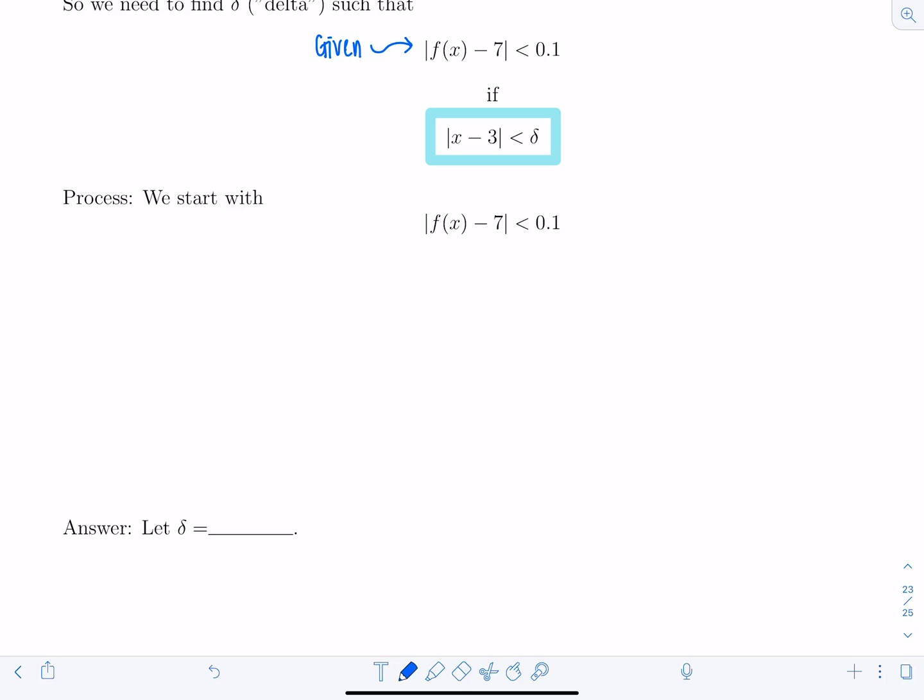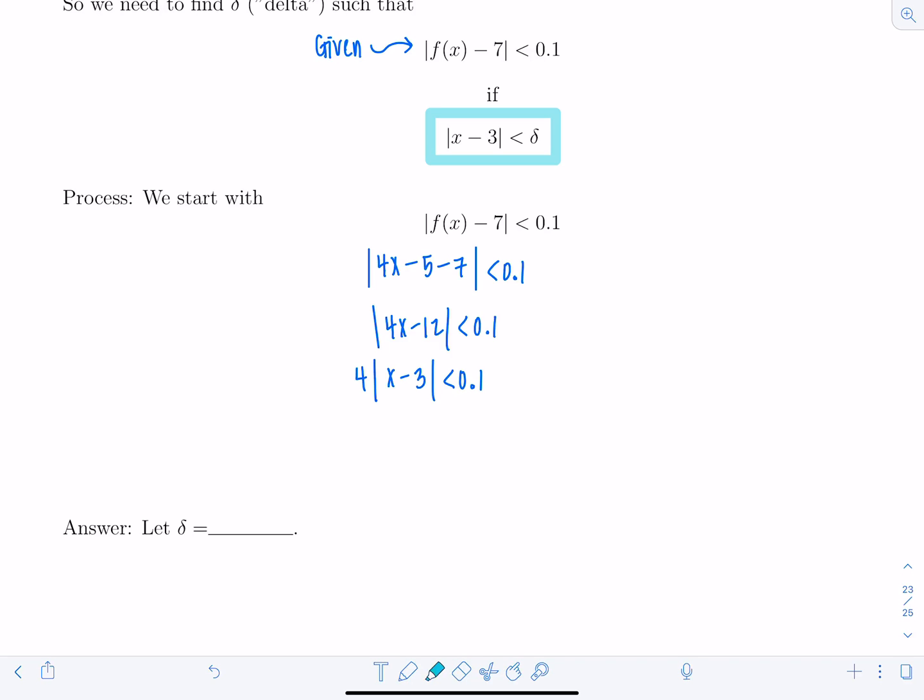In this particular case, f of x is equal to 4x minus 5, so I'm going to substitute that in for f of x. So I have the absolute value of 4x minus 5 minus 7 is going to be less than 0.1, right? I want that distance, that difference, to be less than 0.1. Okay, I can clean up a little bit, combine some like terms. So I have absolute value of 4x minus 12 is less than 0.1. And I can factor out a 4 from both those terms. So let's see here, 4 times absolute value of x minus 3 is less than 0.1.